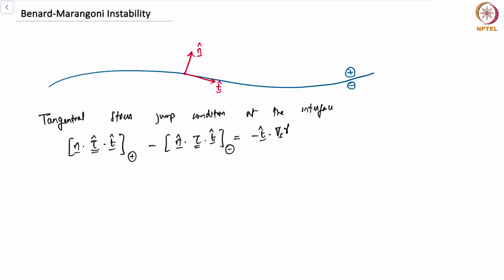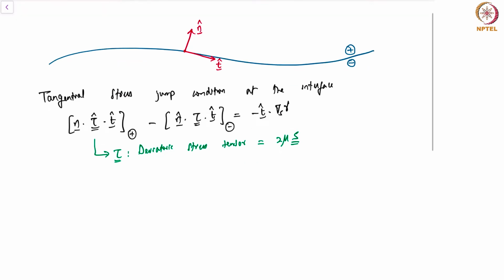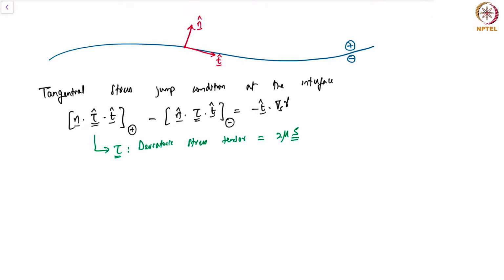And you may recall that the quantity tau is the deviatoric stress tensor, and it's equal to 2 mu S for a Newtonian fluid, where S is the strain rate tensor. Now let's look at the situations where this additional term on the right hand side, the Marangoni stress, can lead to convection.